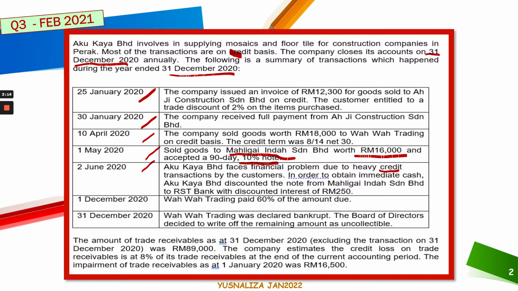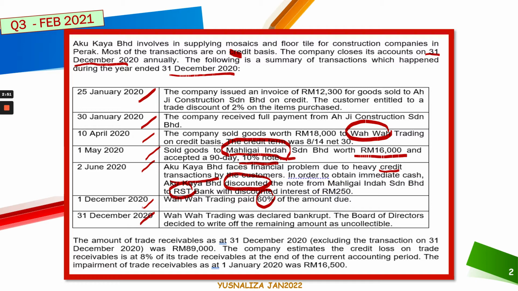You allow a lot of credit transactions by the customer, and in order to obtain immediate cash, what you do is you go and discount the note that you received from Mahligai Indah, and that was discounted with an interest of 250, and you discount that to RST Bank. And on 1st of September, there was a payment that you received from your accounts receivable Wawa. This is Wawa Trading, and they paid only 60% of the amount due.